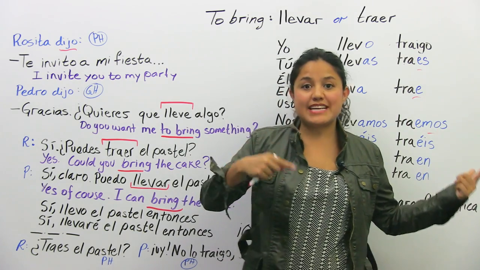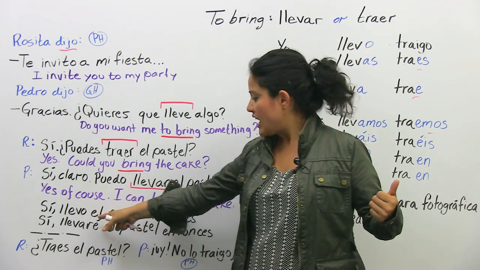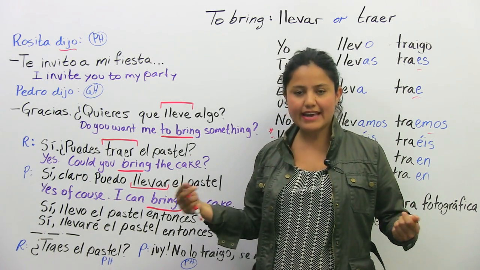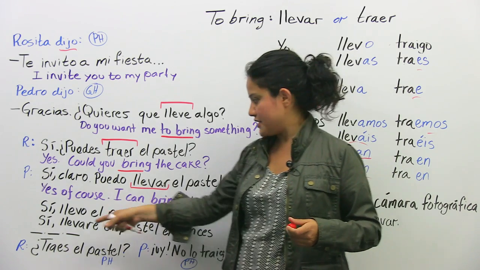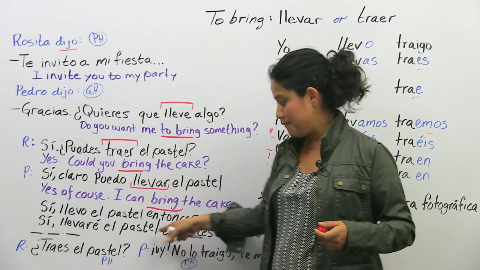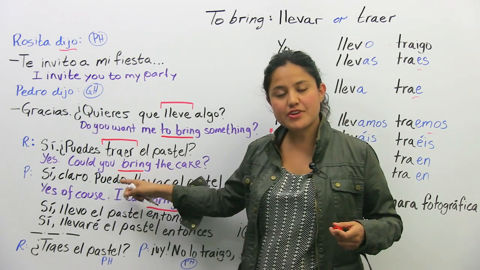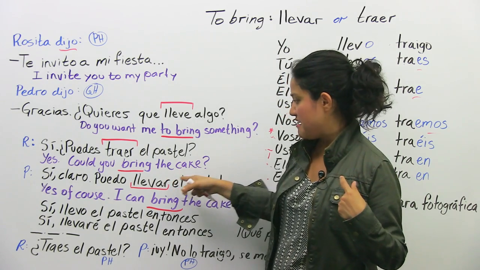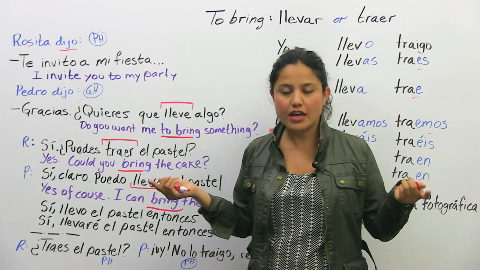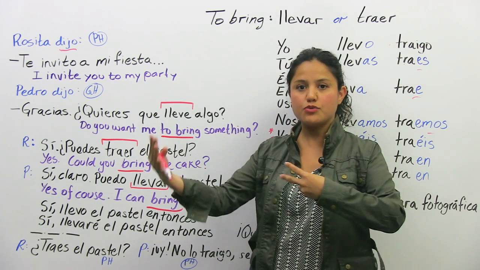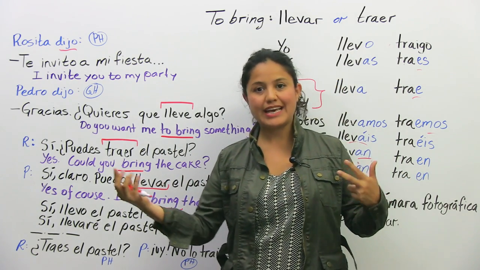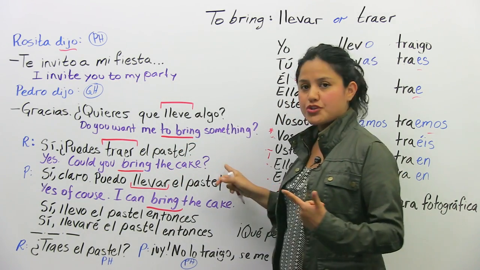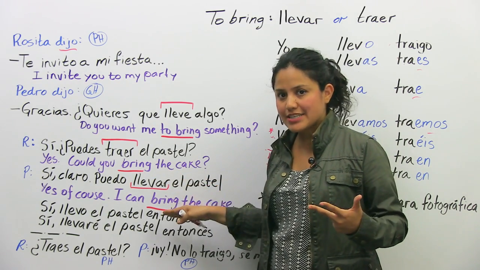Pedro could have said, sí, llevo el pastel entonces. Which would be equivalent to say, yes, I'll bring the cake then. Llevo el pastel entonces. O sí, llevaré el pastel. Pedro is using three different ways to give an answer. Now, if I were Pedro, I would just say this one because it is very common and Rosita understands this one because it's very often used between Spanish native speakers. If I were Pedro, I would use this one. But Pedro could answer in three different ways.